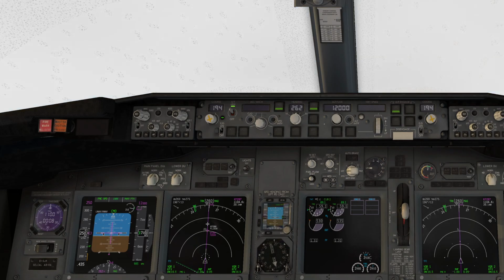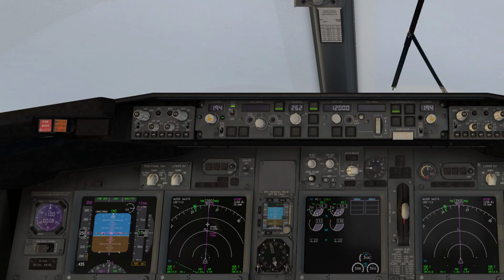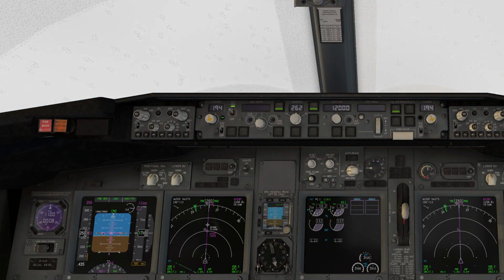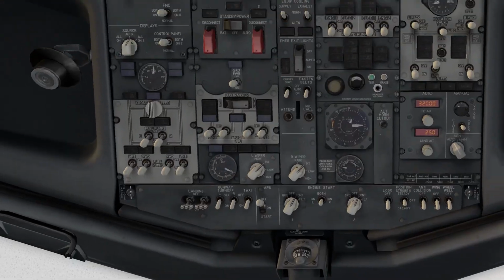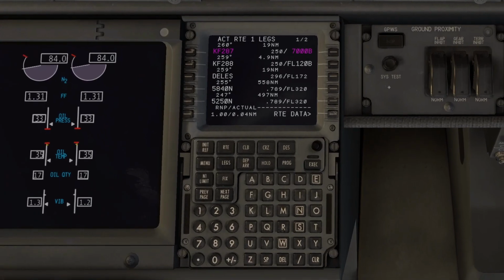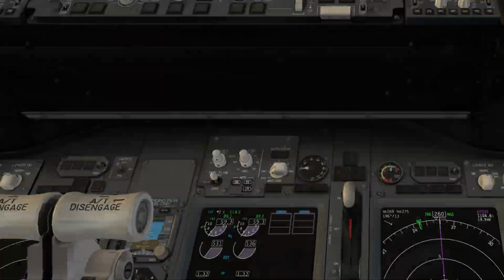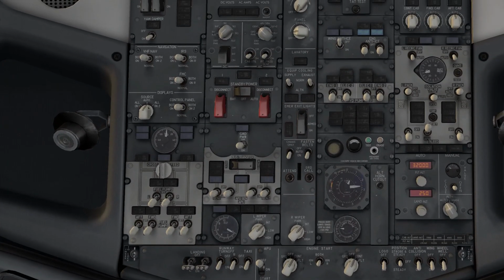You see the next waypoint is very close and the restriction is 12,000. So no way we can climb 5,000 feet in 2 miles. Or 3.5 miles. Maybe just.